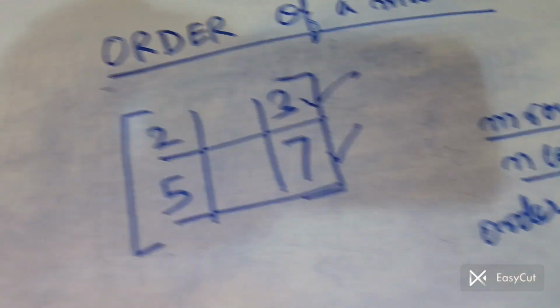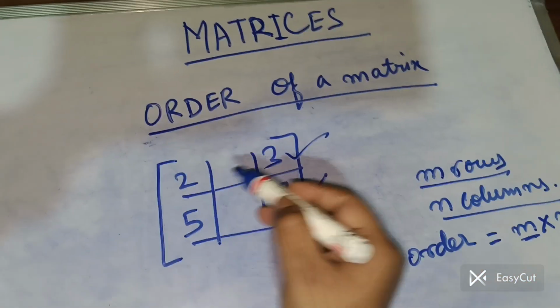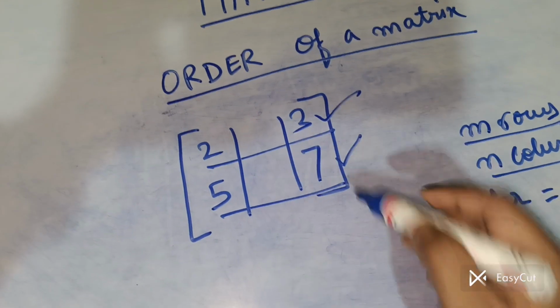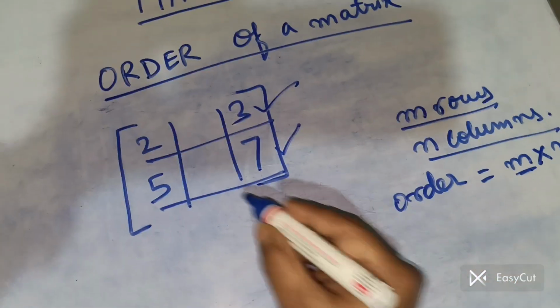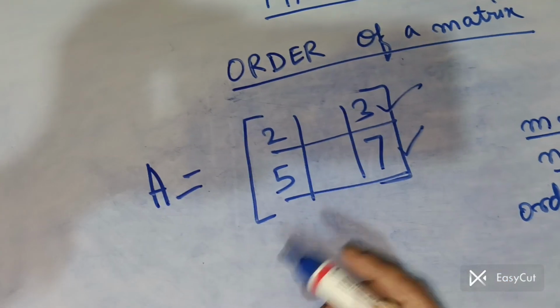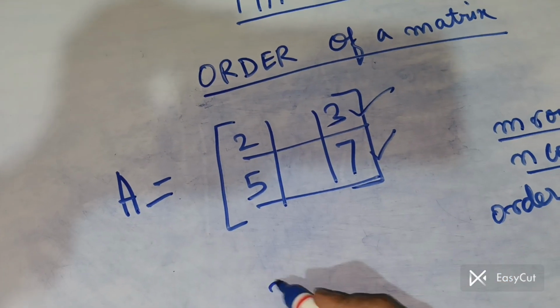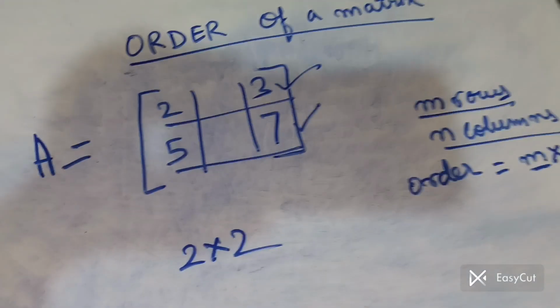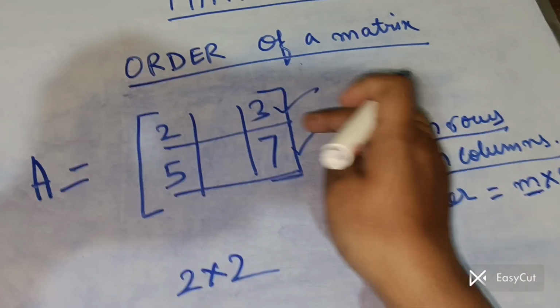Okay. So here we can see that 2 rows are there and 2 columns are there. So the order of this matrix, suppose if you name it as A, the order of the matrix A will be equal to 2 by 2. I hope it is clear. It is 2 by 2.